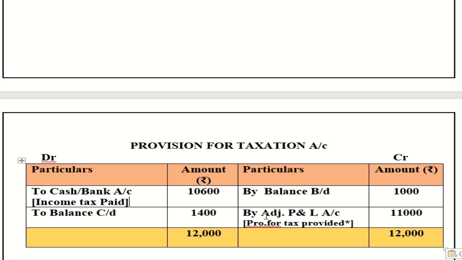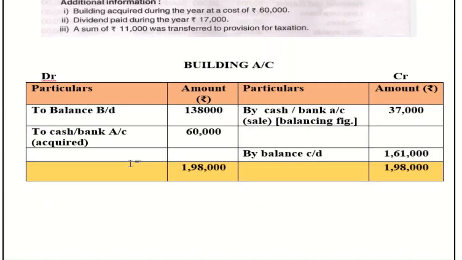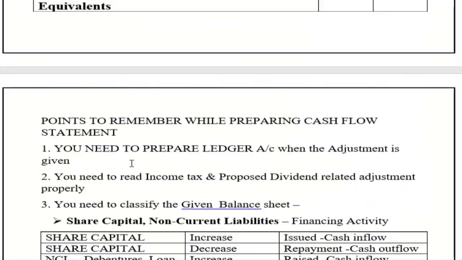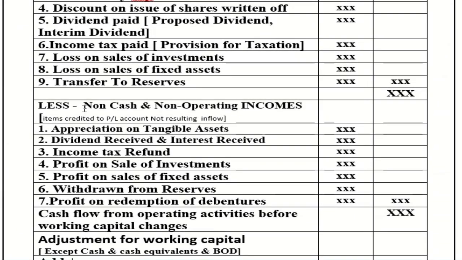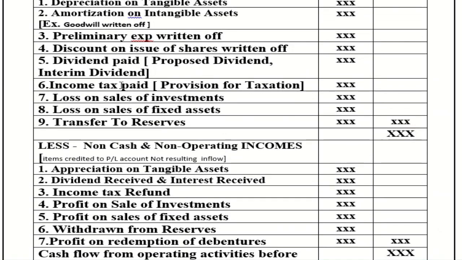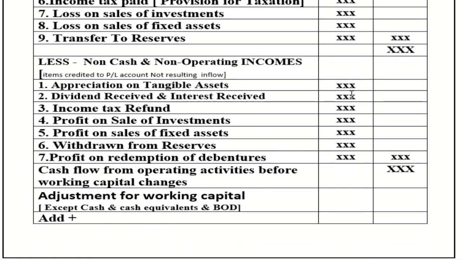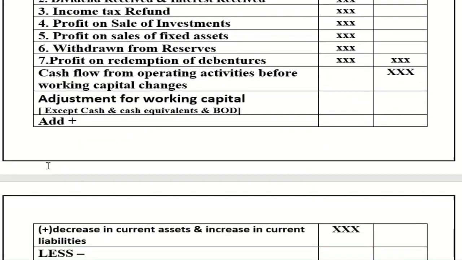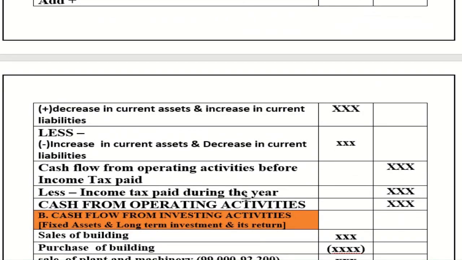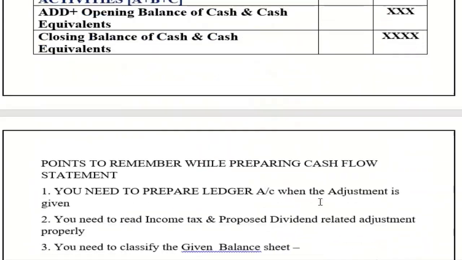In case of adjusted P&L account, you have to add it into the net profit as per P&L account. Let us see this format once again. See here, income tax provided, in provision for taxation you have to add here 11,000. So in case of this income tax paid, less income tax paid, you have to deduct 10,600 rupees in case of operating activities.